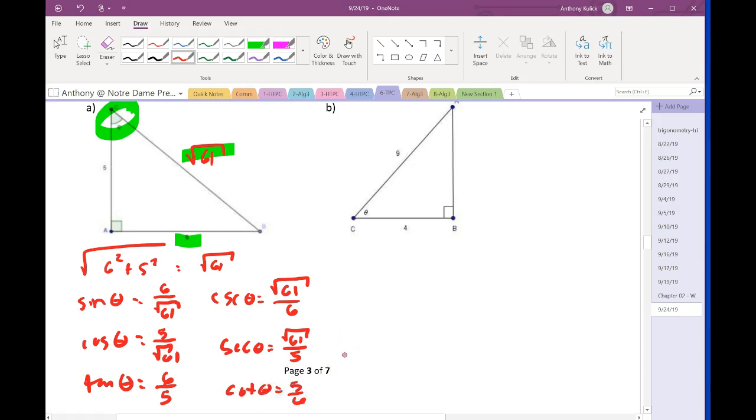However, I don't like the radical in my denominator for sine and cosine. So when I multiply top and bottom by root 61, I'm left with 6 root 61 over 61 and 5 root 61 over 61.